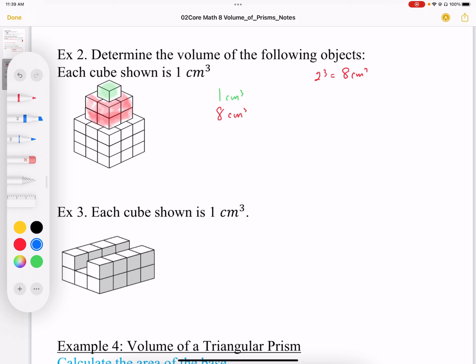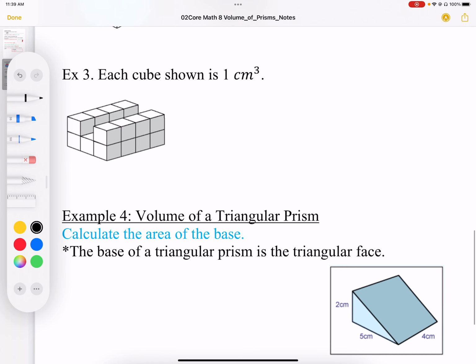And then lastly, the bottom cube, it's hard to see all the cubes, so we kind of have to rely on knowing the number of cubes that make a 3 cube. So it's 3 by 3 by 3, or 3 cubed. It's going to give us 27 cubes. And so 27 cubes. So the total volume, when we add that all up, is going to work out to be 36 cubes. Okay, and we can pretty much count most of those and verify that that's how many cubes we have.